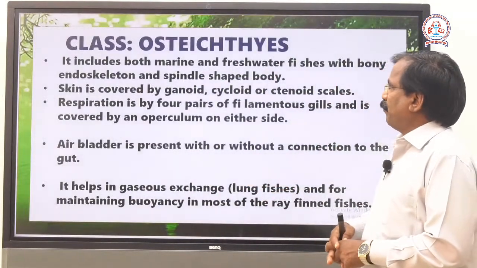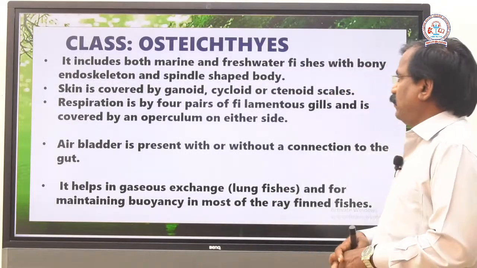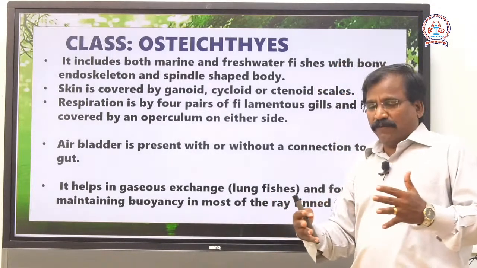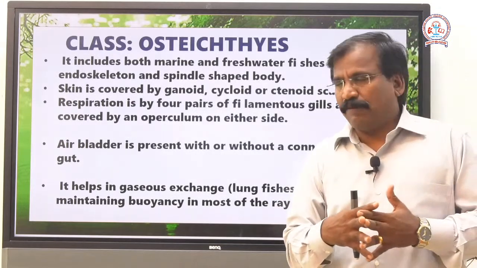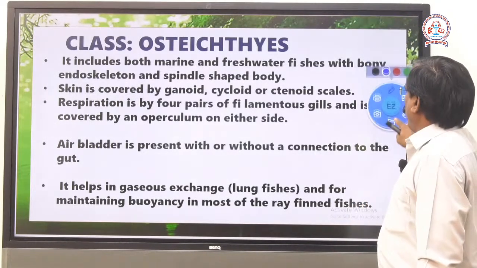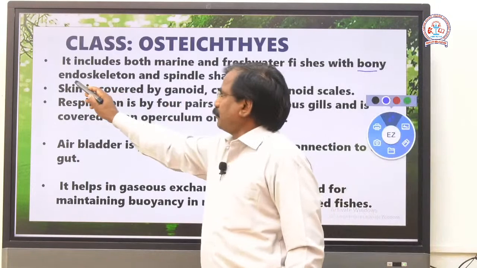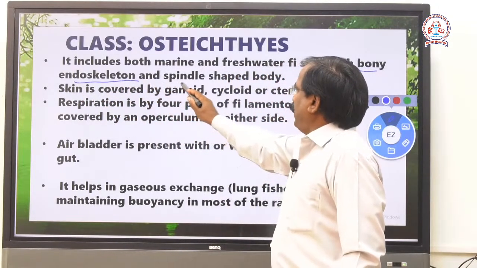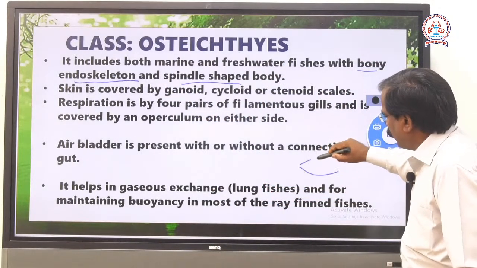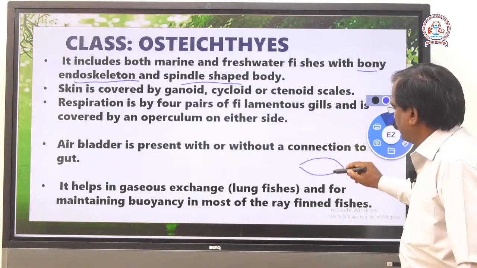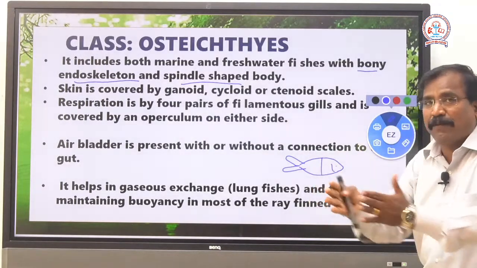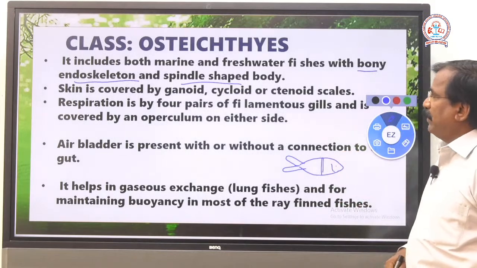Then next is the osteichthyes. The internal skeleton is made up of bones, a bony endoskeleton. The body is spindle shaped. In the middle, it is large, and on both sides it is tapering. So this is a spindle shaped body.